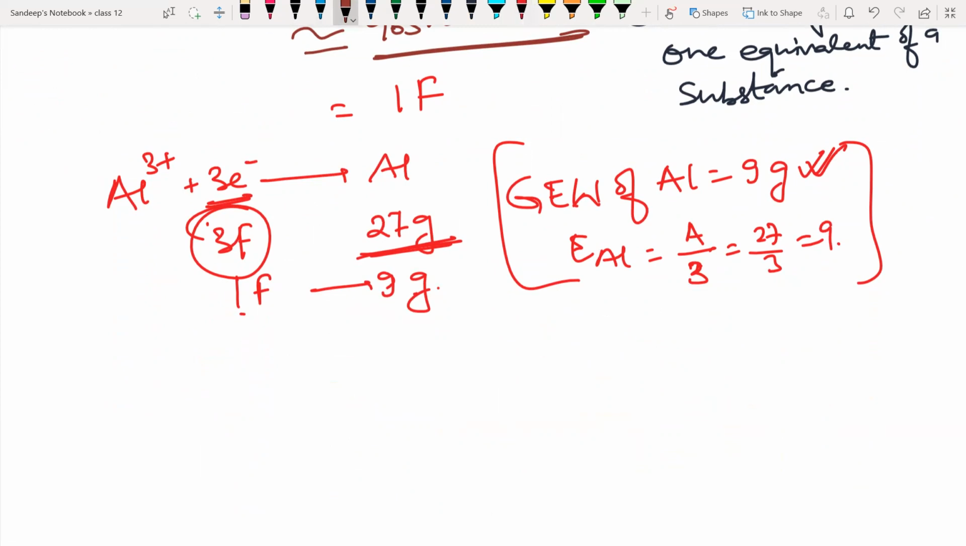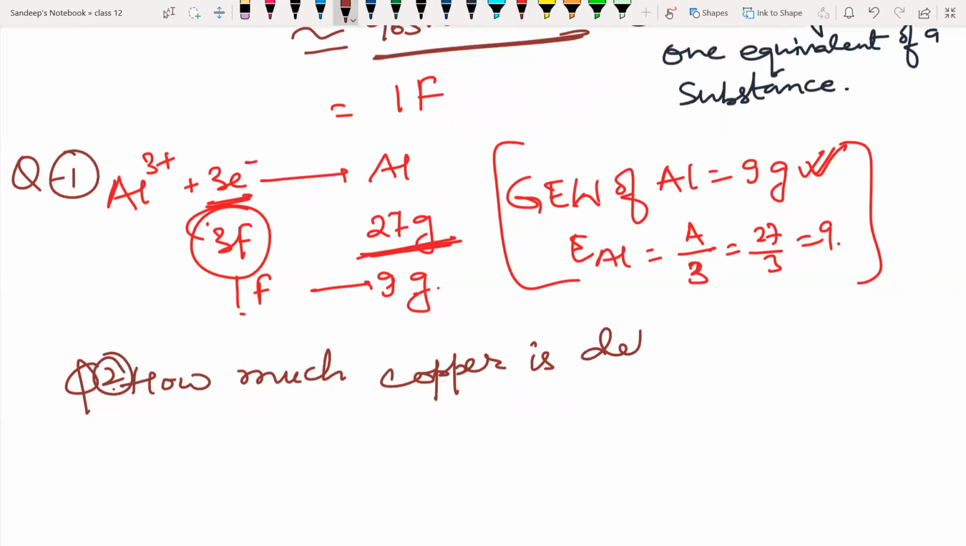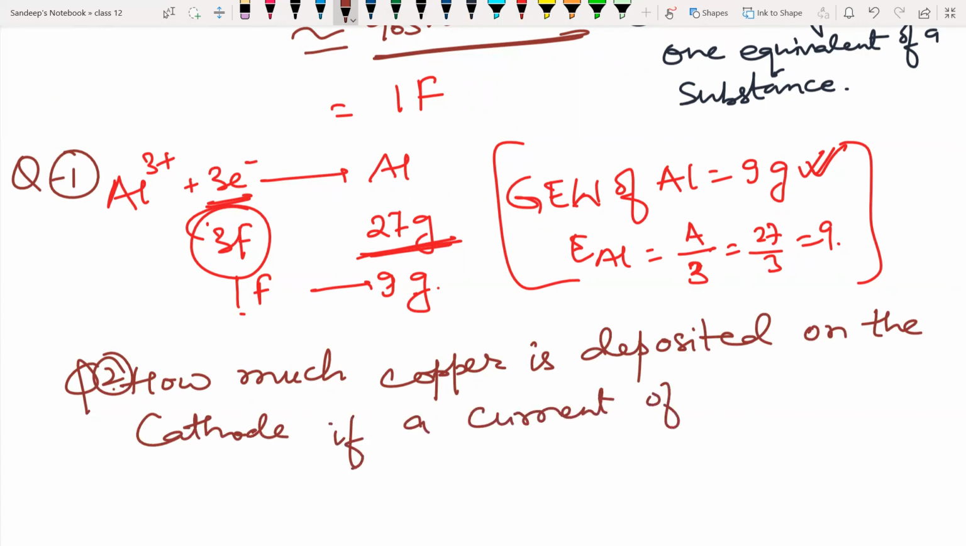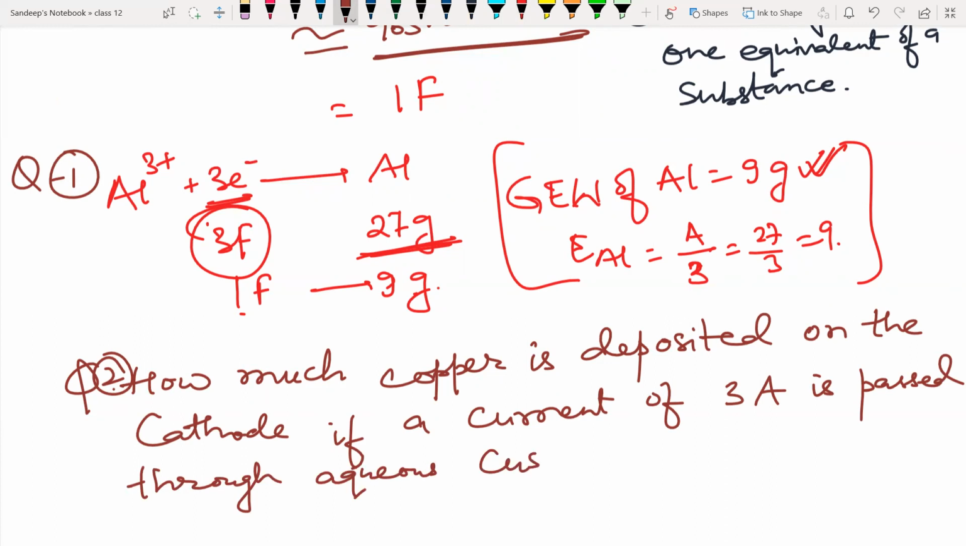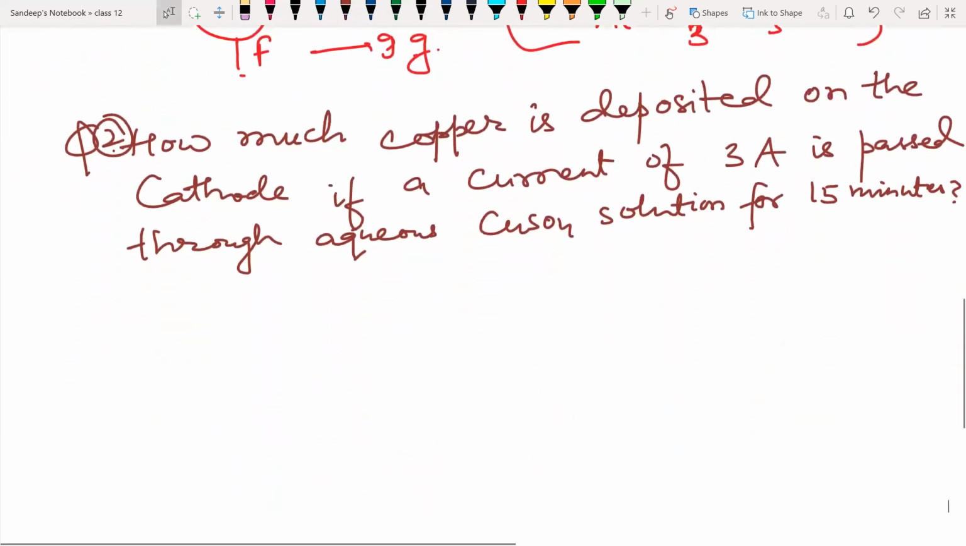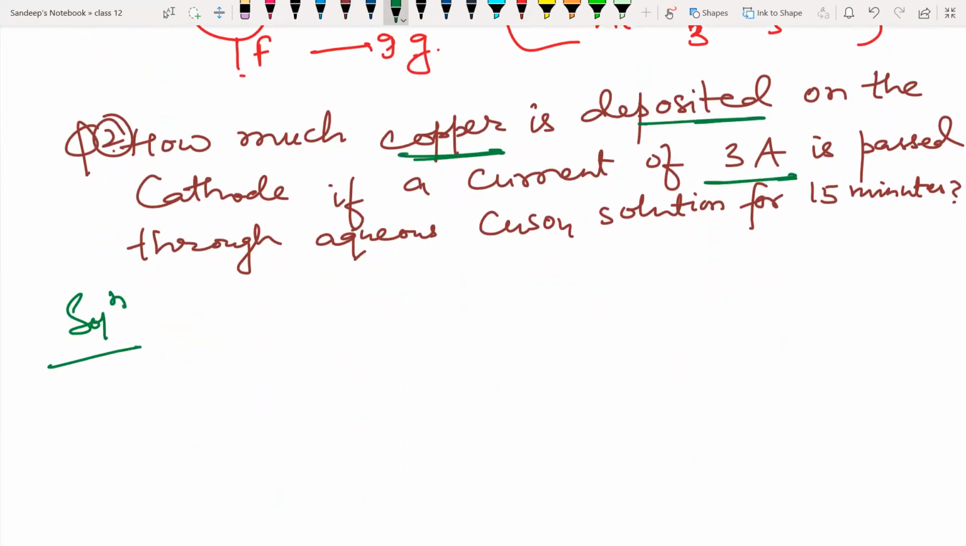Next question. How much copper is deposited on the cathode if a current of 3 ampere is passed through aqueous copper sulfate solution for 15 minutes? So let us solve this question.